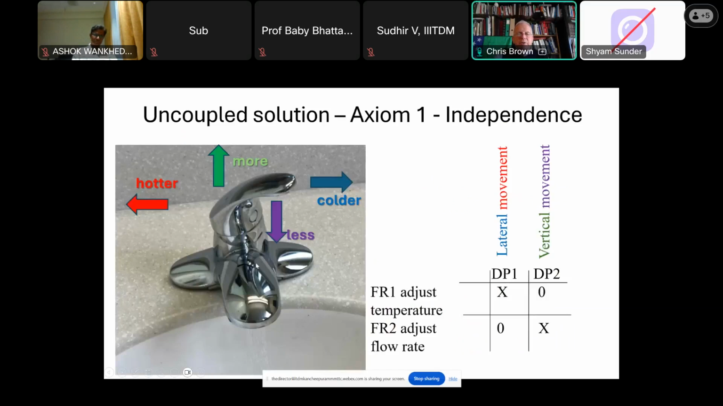So with these other sorts of handles, which you're probably familiar with, we get the flow rate by moving the handle up and down, and the temperature by moving it side to side. So vertical movement, lateral movement, and then we now have a diagonal matrix, and it is what we call an uncoupled design. So by axiom 1, this is the design that we would choose. It maintains the independence of the functional elements.